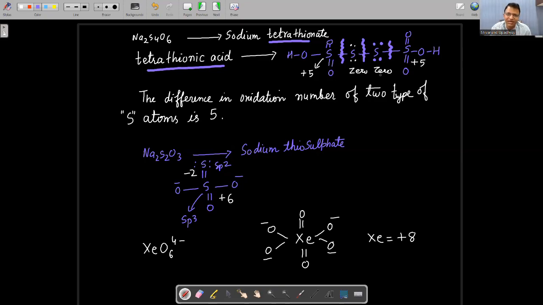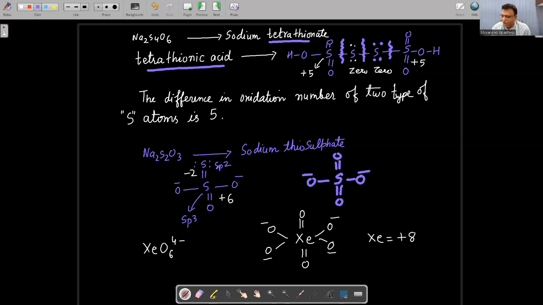This question has already been asked in JEE Advanced: what is the difference in oxidation number. So in place of saying oxidation state, they have used the words oxidation number of two types of sulfur atom in the tetrathionate ion, and the answer is 5. The thiosulfate ion and sulfate ion are similar, because when we discuss the sulfate ion, this is the structure of the sulfate ion: S double bond O, O minus and O minus.